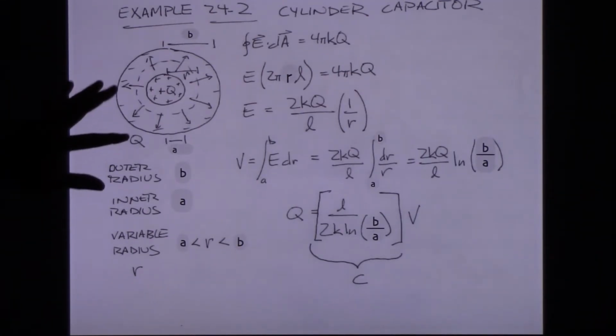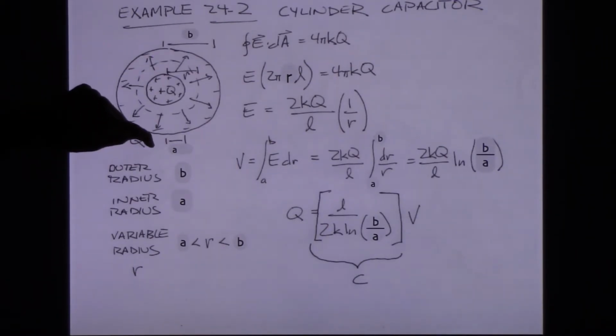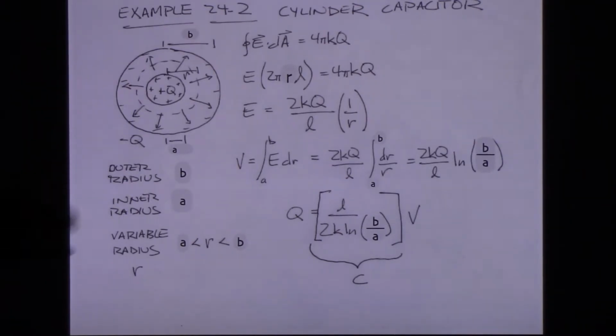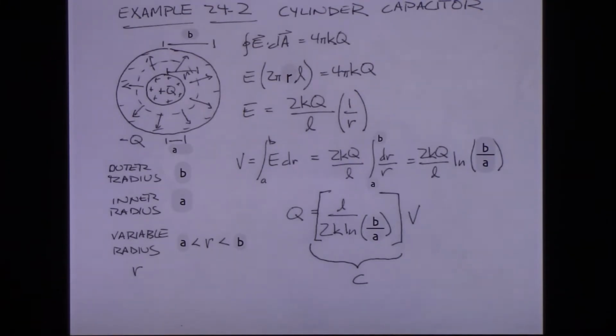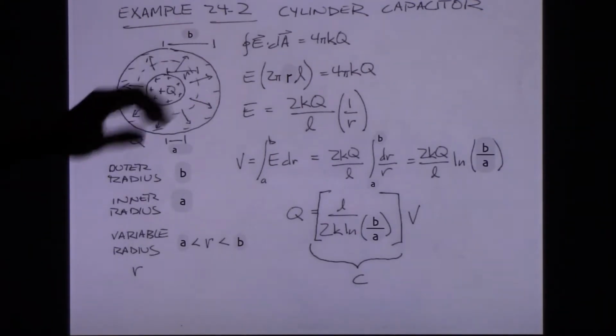Notation sometimes, it's easy to get very particular with notation. Anyway, inner radius is A, outer radius is B. Positive charge inside, negative charge outside. Here's my inner and outer radius. Now there's a variable R that takes us within the region between the two plates, and that's where the electric field is going to be. The electric field is only going to be within those two conductors, that region of space.